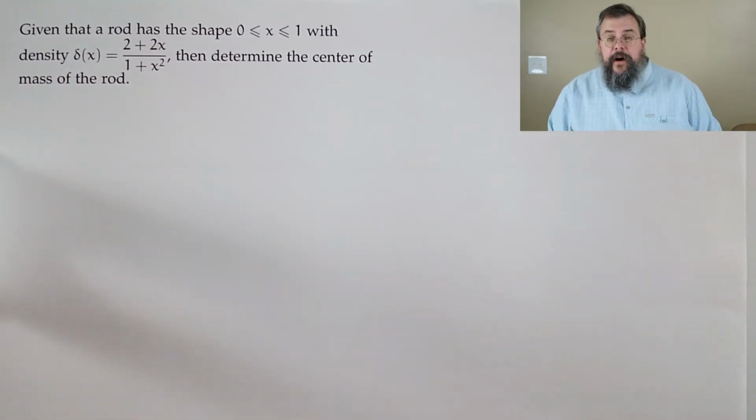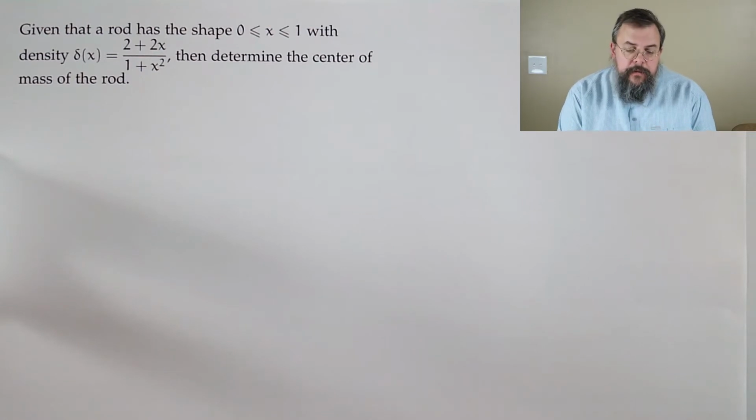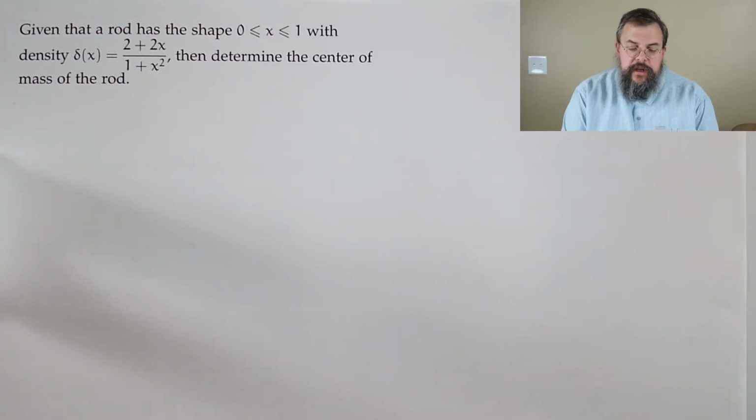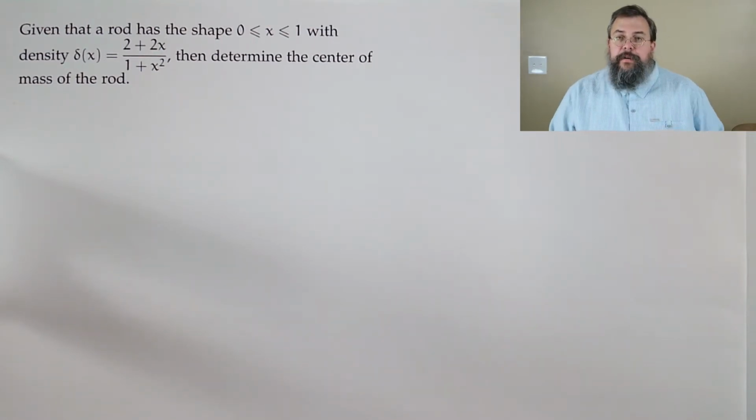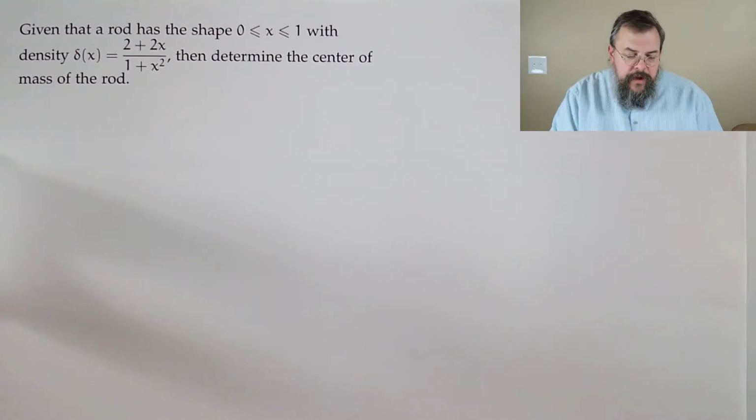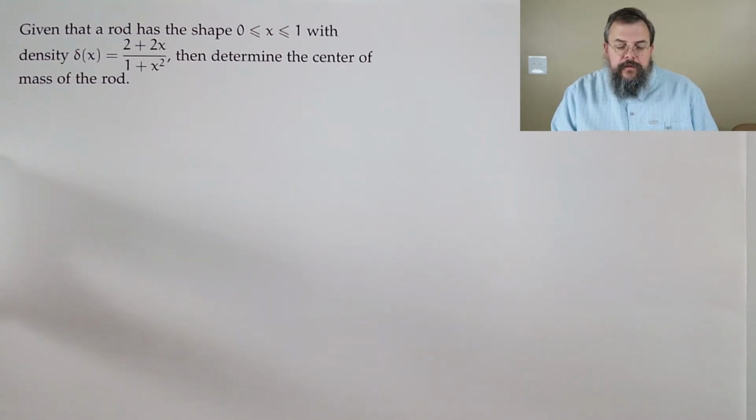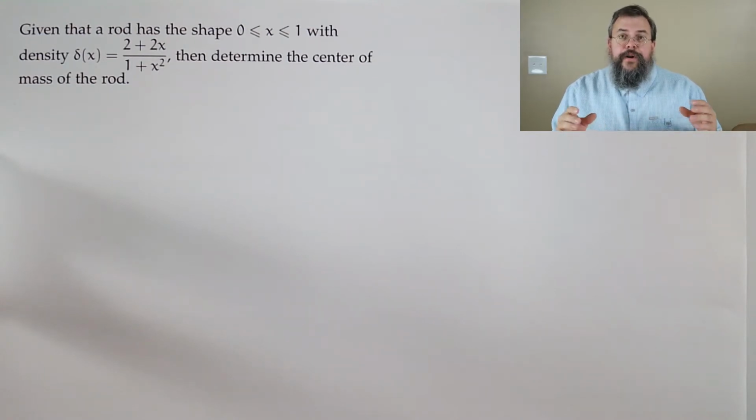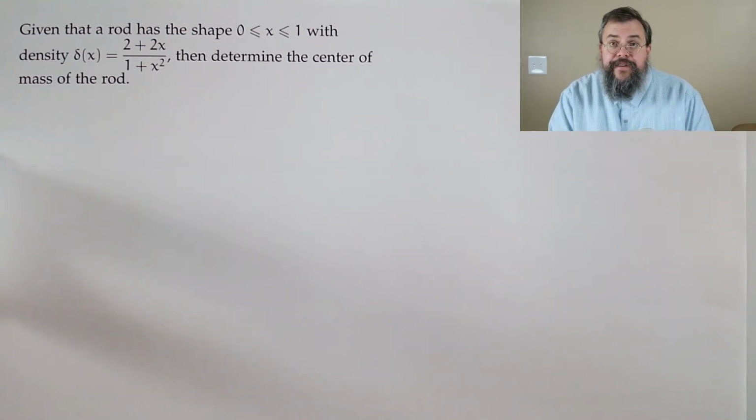Given that a rod has the shape where 0 ≤ x ≤ 1. Of course, the shape of a rod is just like this. It looks a lot like a pen, for instance. Okay, the density is what? 2 plus 2x over 1 plus x squared. Determine the center of mass of the rod.